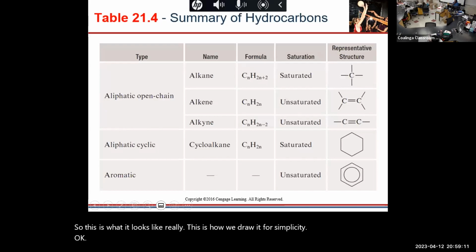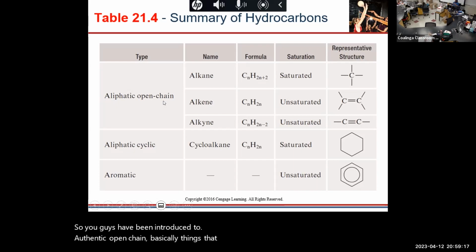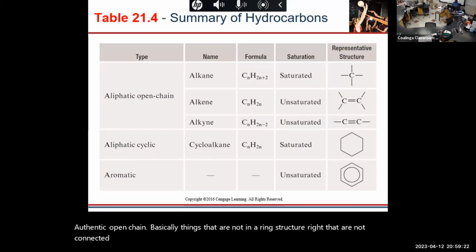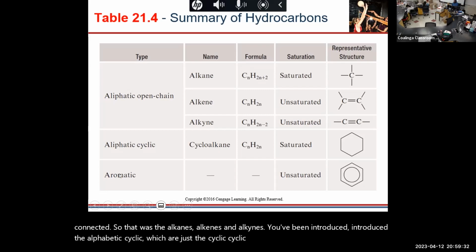So you guys have been introduced to aliphatic, open chain, basically things that are not in a ring structure, right, that are not connected. So that was the alkanes, alkenes, and alkynes. You've been introduced to the aliphatic cyclic, which are just the cyclic alkanes. And now you've sort of been introduced to the aromatic.